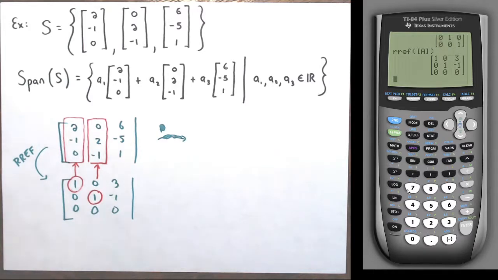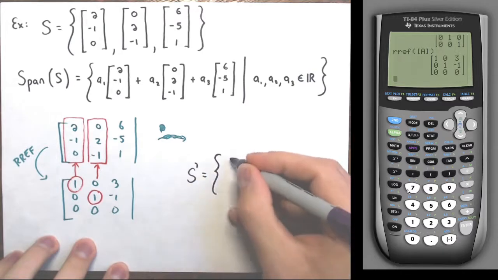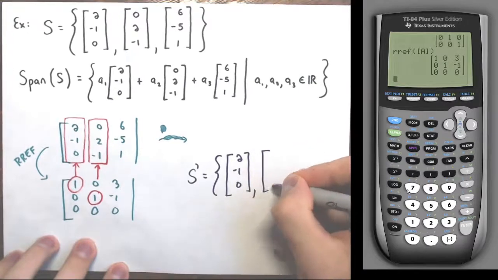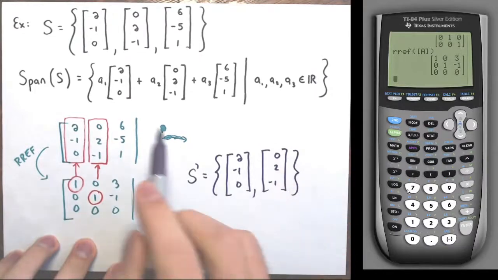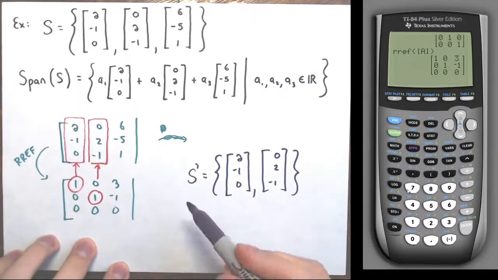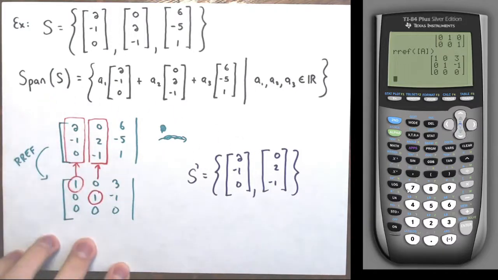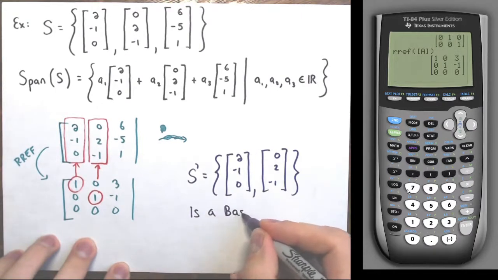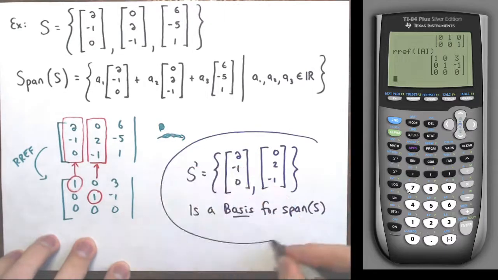All right, so I'll call this S prime. S prime is equal to just these two vectors, 2, negative 1, 0, and the vector 0, 2, negative 1. I only need these two to form the same span as S does. All right, the span of this set is going to be equal to the span of this set. And this is a basis for the span of S. These two are independent.